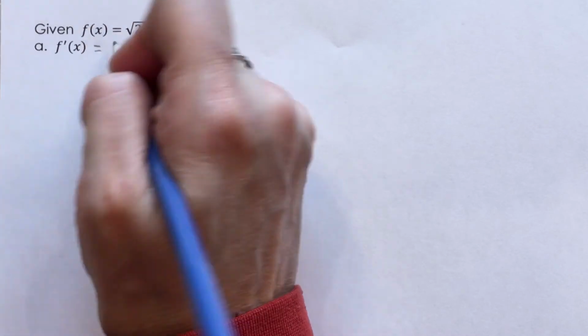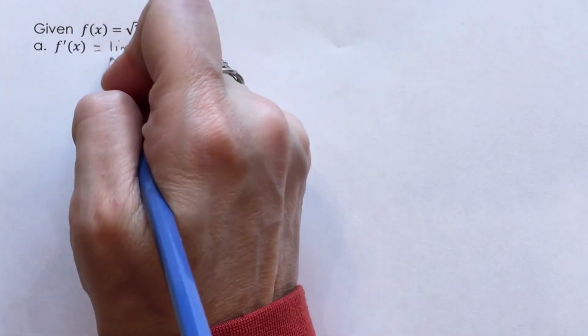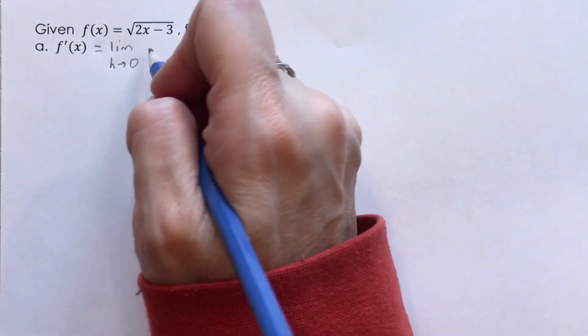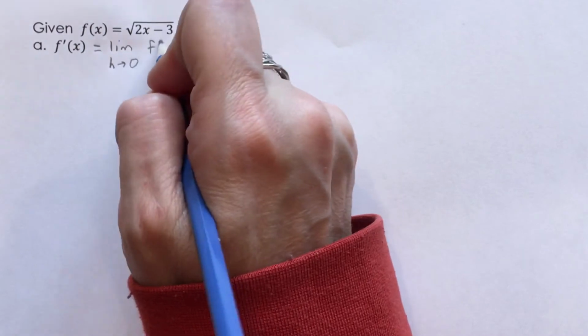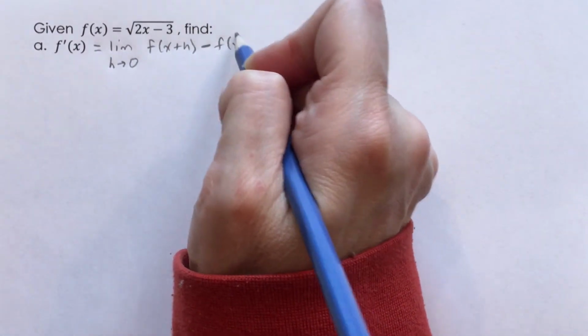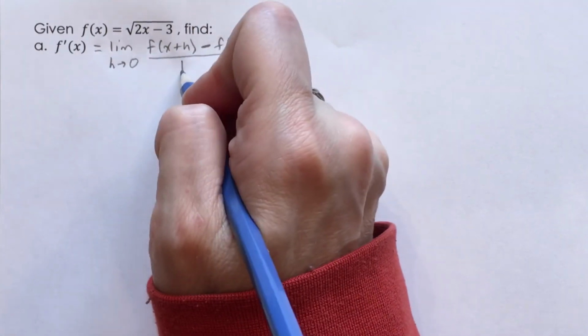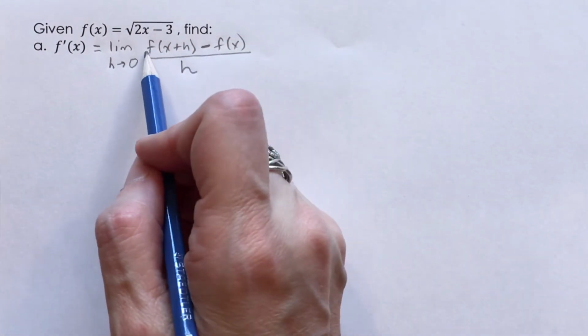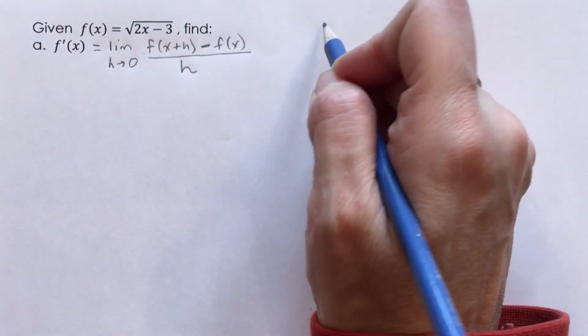So again, I'm going to start off writing down the formula to help us remember it. So the formula for f prime at x is the limit as h approaches 0 of f at x plus h minus f at x over h. And then before we can substitute in, we need to know what is f at x plus h. So I'm going to find that off to the side here.